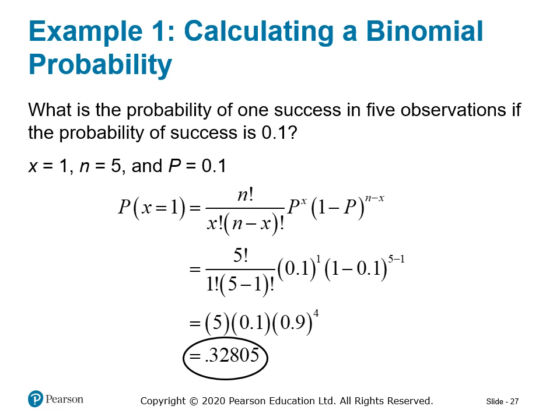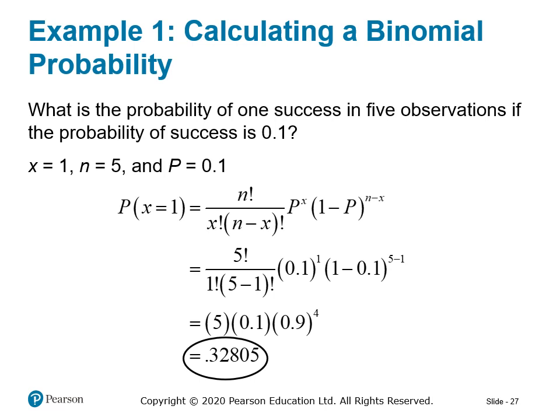So here it is, I have 5 factorial over 1 factorial times 5 minus 1 factorial, or 4 factorial, times 0.1 to the 1 power, times 1 minus 0.1 to the n minus x power, or 5 minus 1. So basically I'm going to have 5 factorial over 4 factorial.